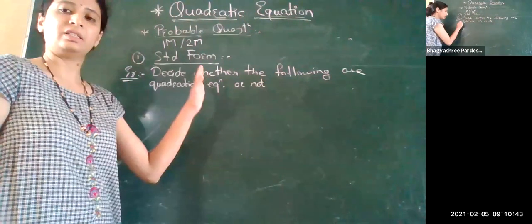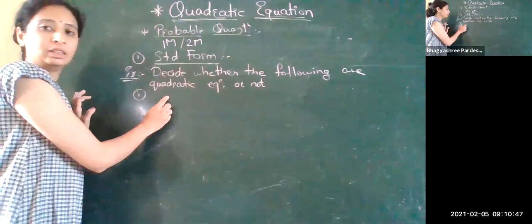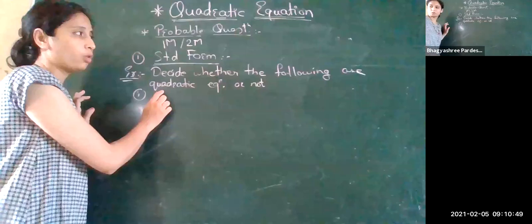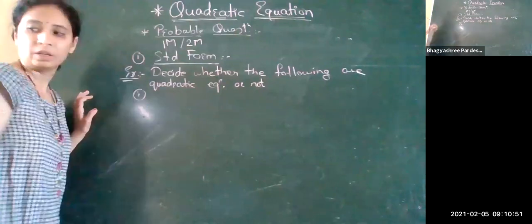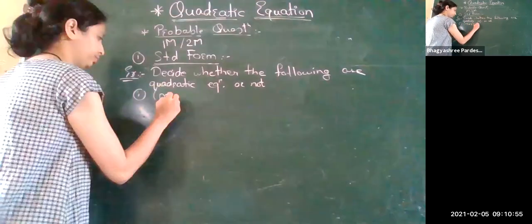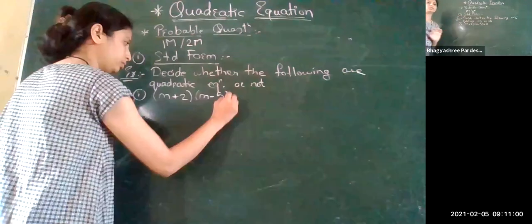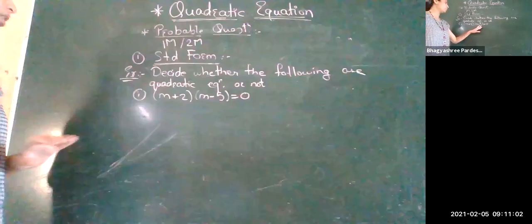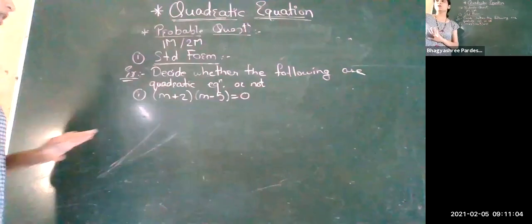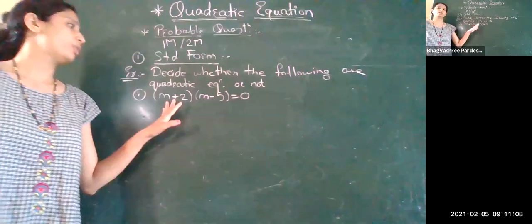So let's see a few examples now. Now this is not asked in the MCQ format, so here you have to solve this. I'm writing a few equations here. This is the first one: m plus 2 into m minus 5 is equal to 0. So we have to see whether this is a quadratic equation or not.